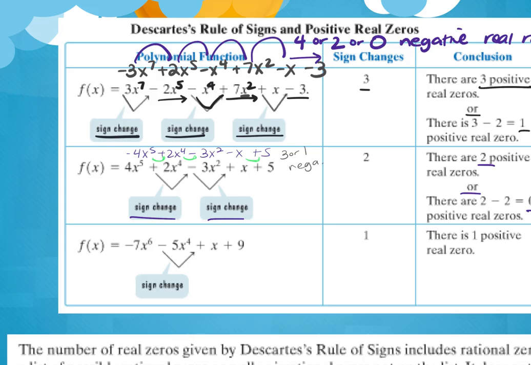And last one, only 1 sign change, so there's 1 positive real zero. If I plug in a negative x, on the evens, it's going to go away. So negative x to the 6th minus 5x to the 4th minus x plus 9. And that is one sign change. So there's one negative real root.